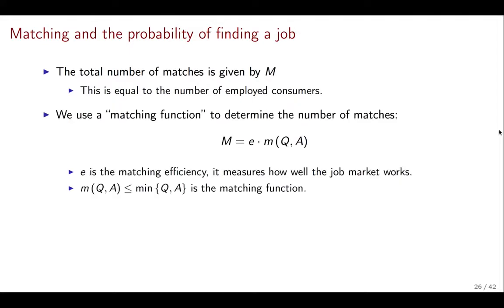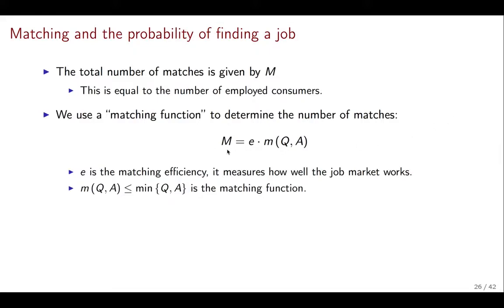We're going to be using a matching function to determine the number of matches. This matching function is a mathematical way of embedding into the model the fact that there are search frictions that prevent all matches from occurring. So what is this matching function?